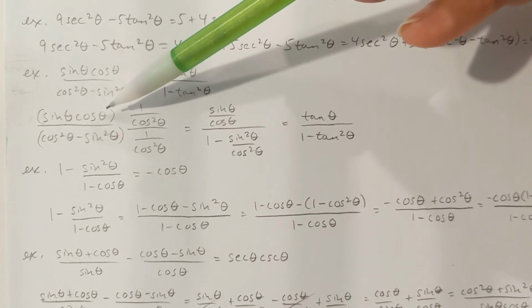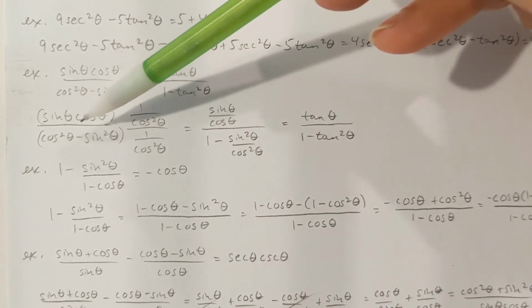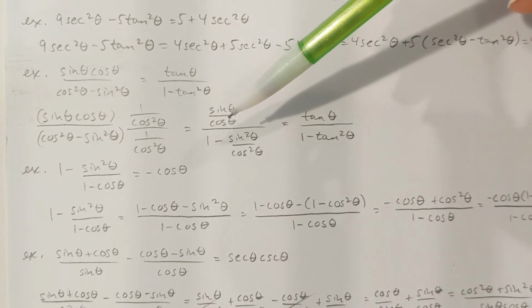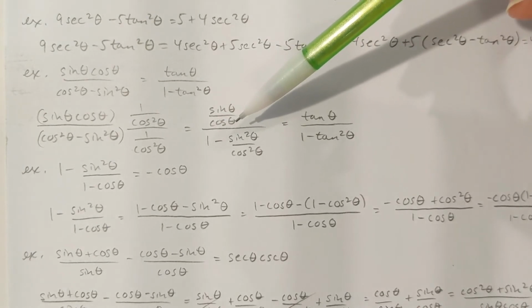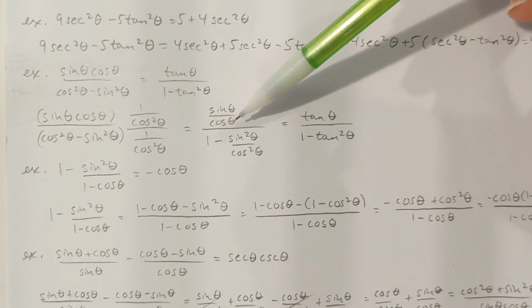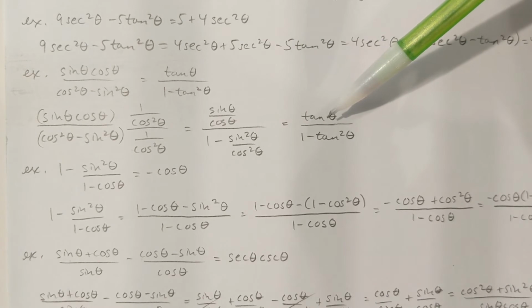Sine theta times cosine theta times 1 over cosine squared theta. Well, this cosine theta will cancel with one of the cosine squared theta terms that are in the denominator. That would still have one more cosine theta term in the denominator then. And I've got sine theta over cosine theta then up top. Well, that looks good because I know that that's tan theta, right?